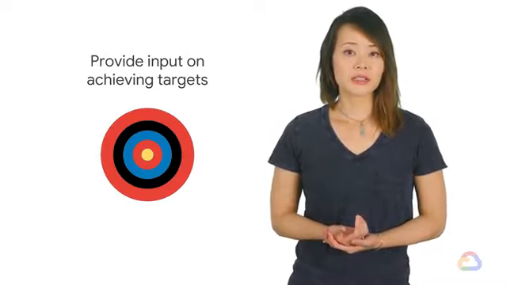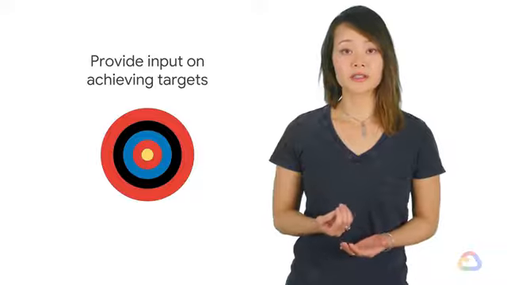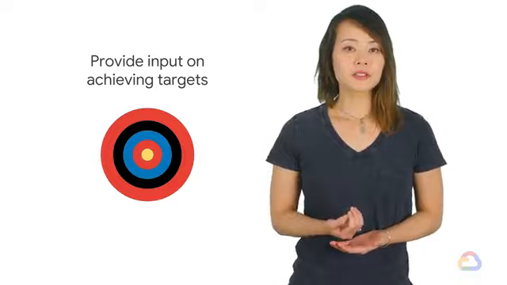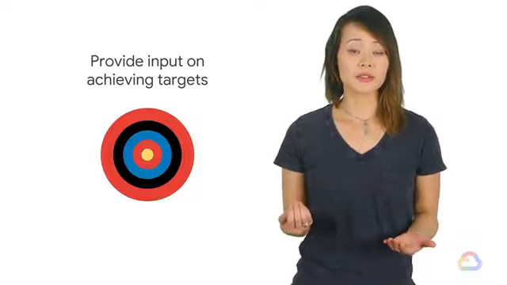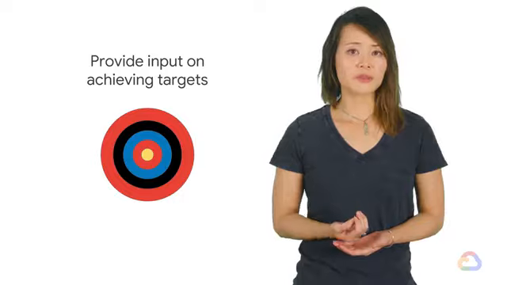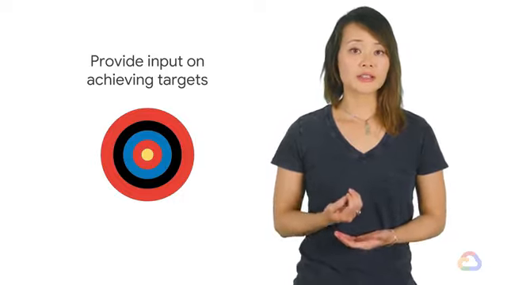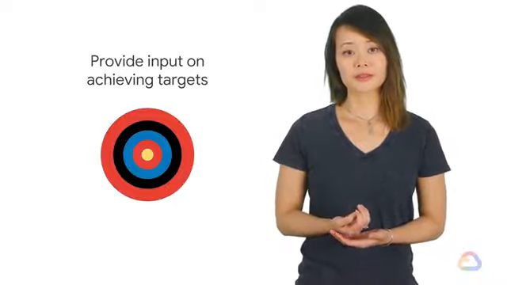Another operational activity you can do is to provide input on the feasibility of achieving targets. It sounds good to say that you'll release X amount of changes and still keep X amount of reliability, but realistically, that may not be achievable. It's important to engage in discussion with the product teams and provide input where possible.